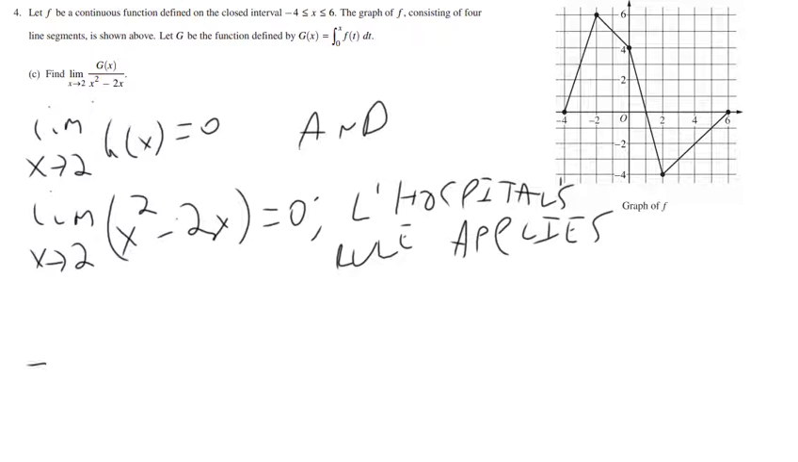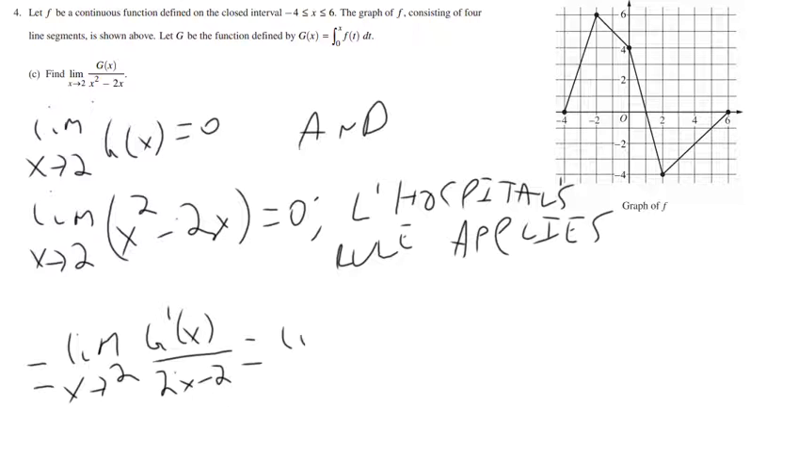So I can say that this equals the limit as x goes to 2. To use L'Hopital's rule, I can just differentiate the top. So I have g prime of x, and differentiate the bottom. Differentiating the bottom, I get 2x minus 2. Well, g prime of x is the same as f of x, so we'll say that this equals the limit as x goes to 2 of f, well, not f prime, just f of x over 2x minus 2.